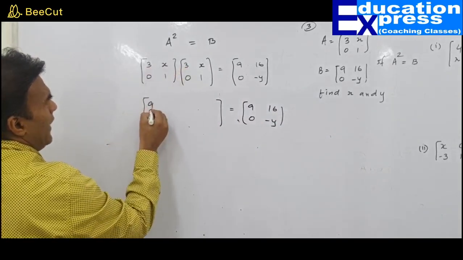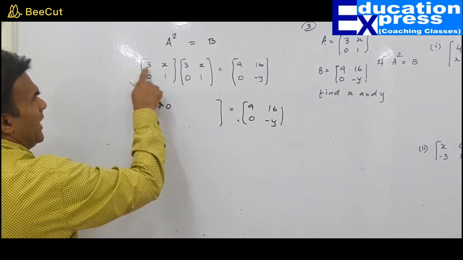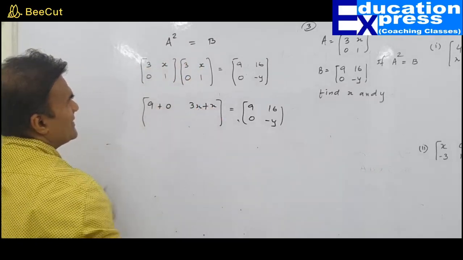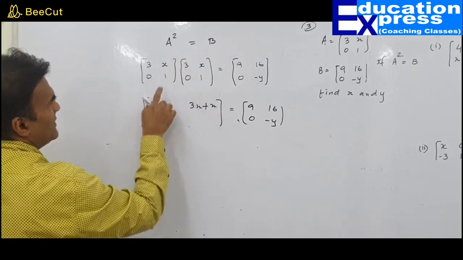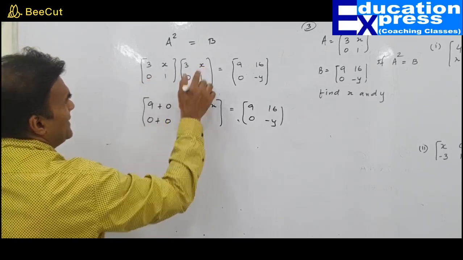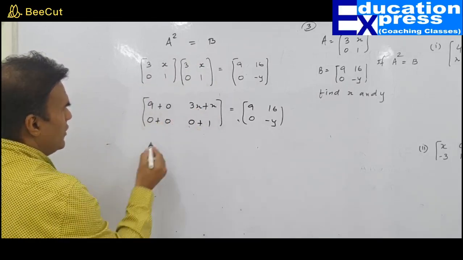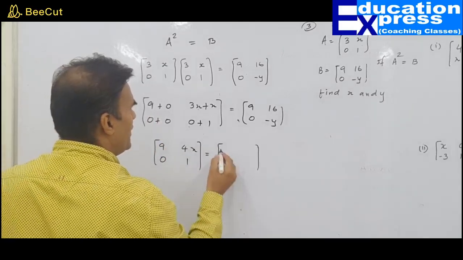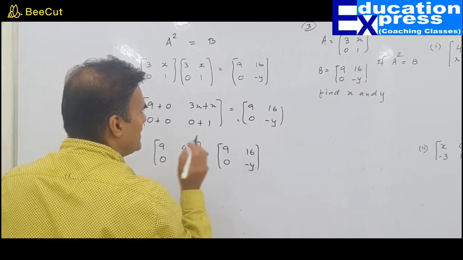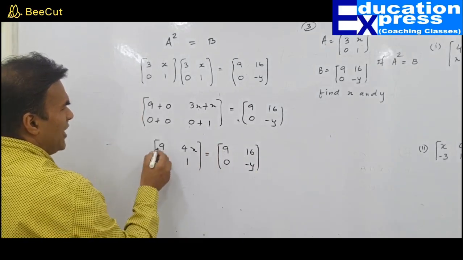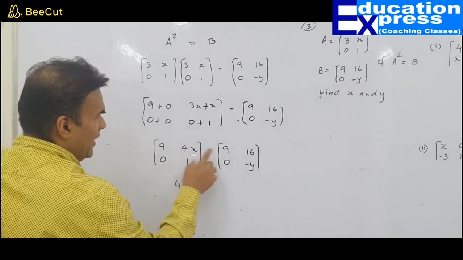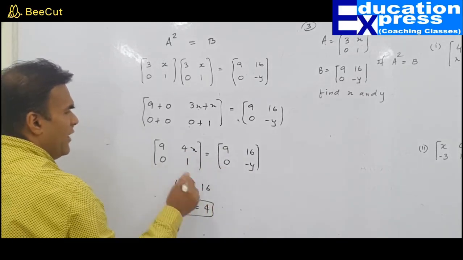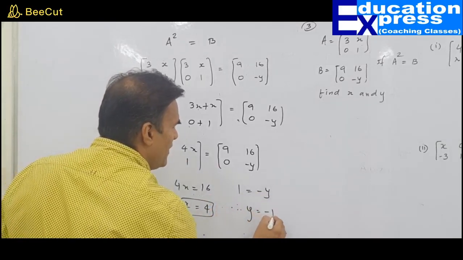Let us start. 3 into 3, 9, plus x into 0, 0. Again 3 into x, 3x, 3 into x, 3x plus x into 1, that's 4x. 0 into 3, 0 plus 1 into 0, that's 0. 0 into x, 0 plus 1 into 1, 1. So 9, 4x, 0, 1 can be equated to 9, 16, 0 and minus 3. When you equate them, you can check it. 9 equals 9. That means 4x equals 16, the corresponding position. Therefore, x will be 4. Fantastic. 0 is equal to 0 and 1 equals minus 5. Therefore, y would be minus 1.